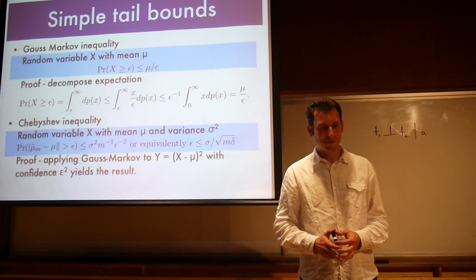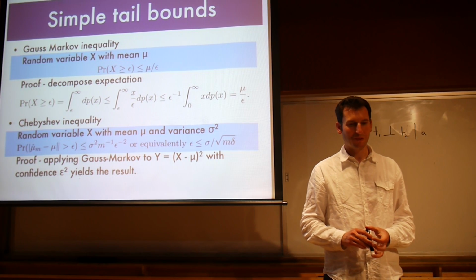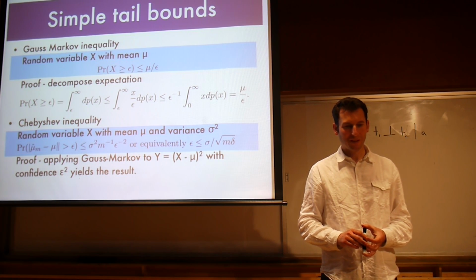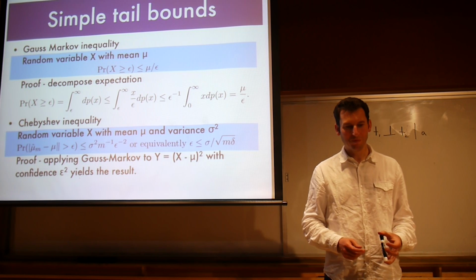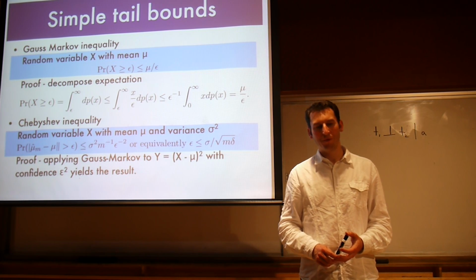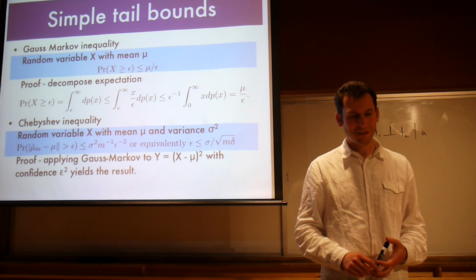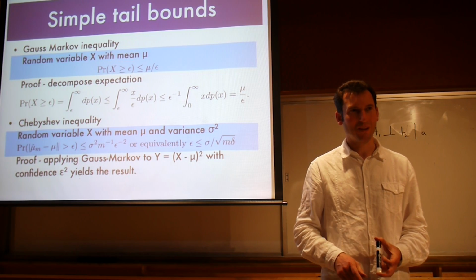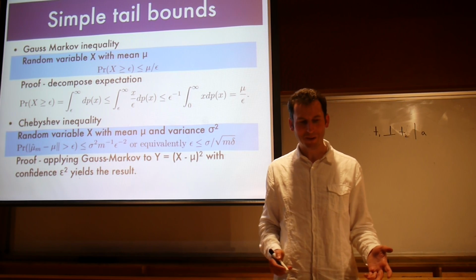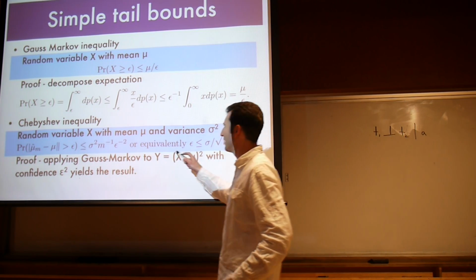It's the Gauss-Markov inequality, but it's actually an extremely useful one. So I have some random variable x, and it has a mean mu. And I want to know what's the probability that x is greater than some epsilon. And it turns out that this is less or equal than mu over epsilon. Now this looks utterly straightforward, and as a matter of fact it is. I mean, here's the proof, right?